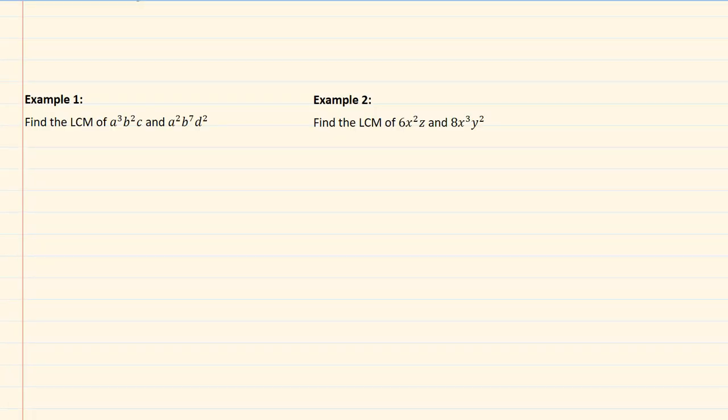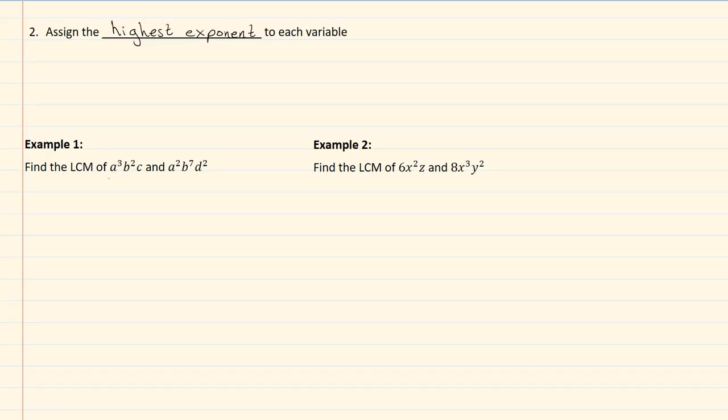In example 1, we don't have any numbers, and so we can think of the variables as actually being in a prime factored form. So all we have to do is write down each unique letter. So our unique letters, or in other words our factors, are A, B, C, and D. And then we're going to write down the highest exponent for each.